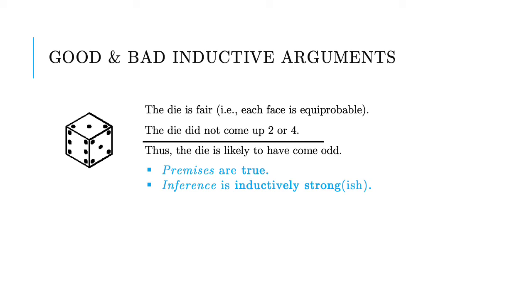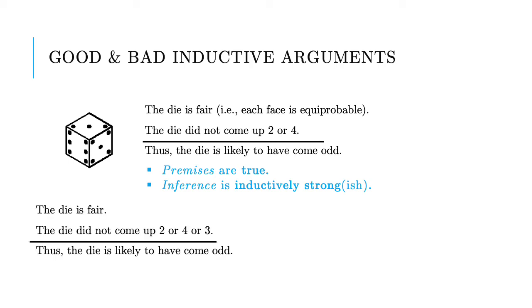And the other ways that it could come up are 1, 3, and 5. So 3 out of 4 times, if the die has not come up 2 or 4, we should expect it to have come up odd. So we have a 3/4 probability of odd. And so this is a reasonably strong inductive inference to the conclusion that the die has come up odd.